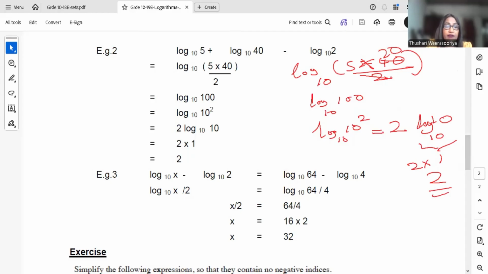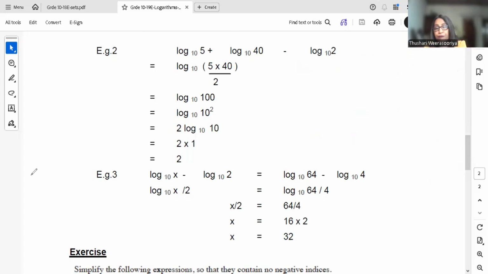Now we go to a logarithmic equation. I'll do it here. Now this is an equation. I combine them. Log base 10 x, subtraction is division. Here log 64, I can combine, subtraction is division. Now, when it comes to log, you can cancel log. Without log, you can write x over 2.